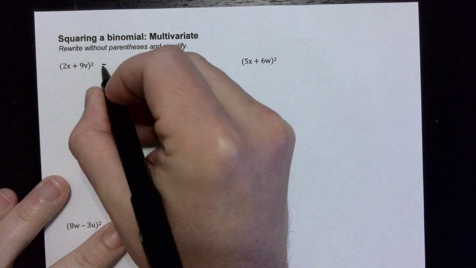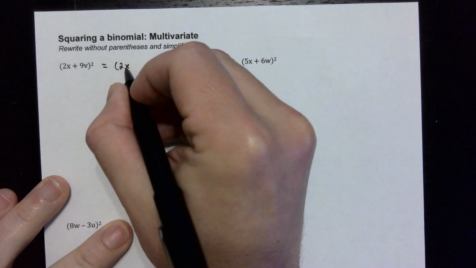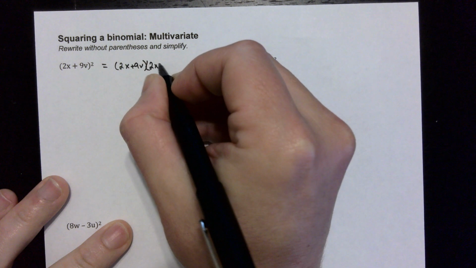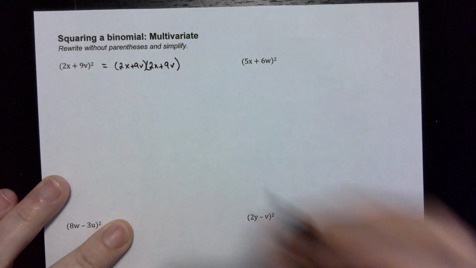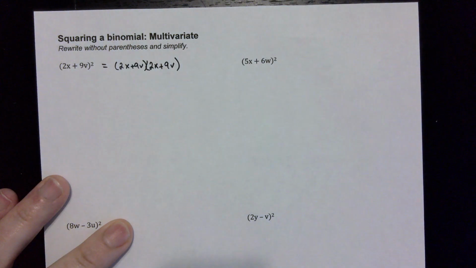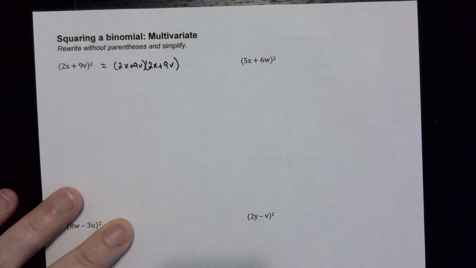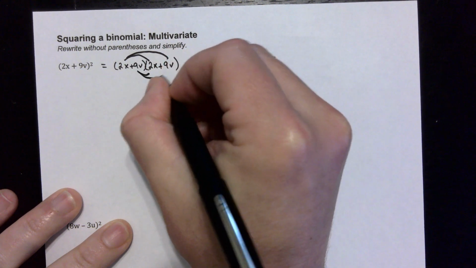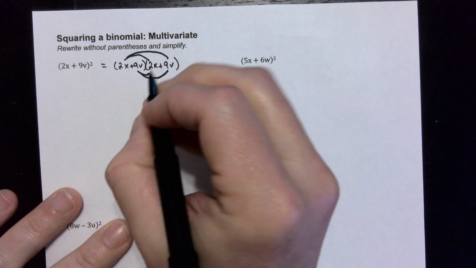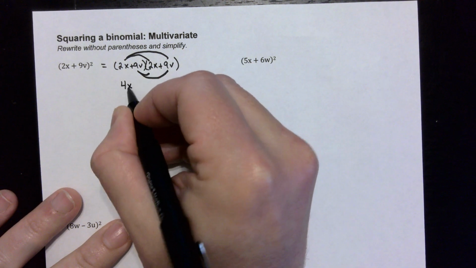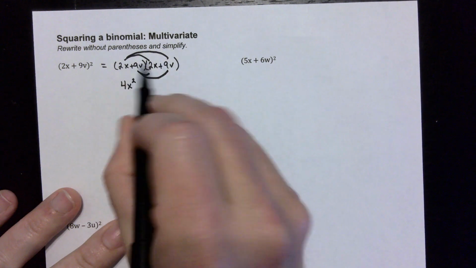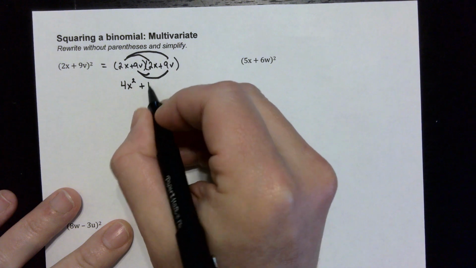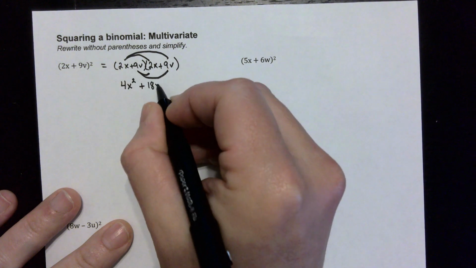Recall that when you're squaring something, you're writing it twice, so it'll be 2x plus 9v times 2x plus 9v. Once you write it out twice, you can multiply it by distributing. So here and here, and then here and here. The first one will be 2x times 2x, which is going to be 4x squared. Then we've got 2x times 9v. First the 2 times 9 is 18, and then we have an x and a v, so xv.